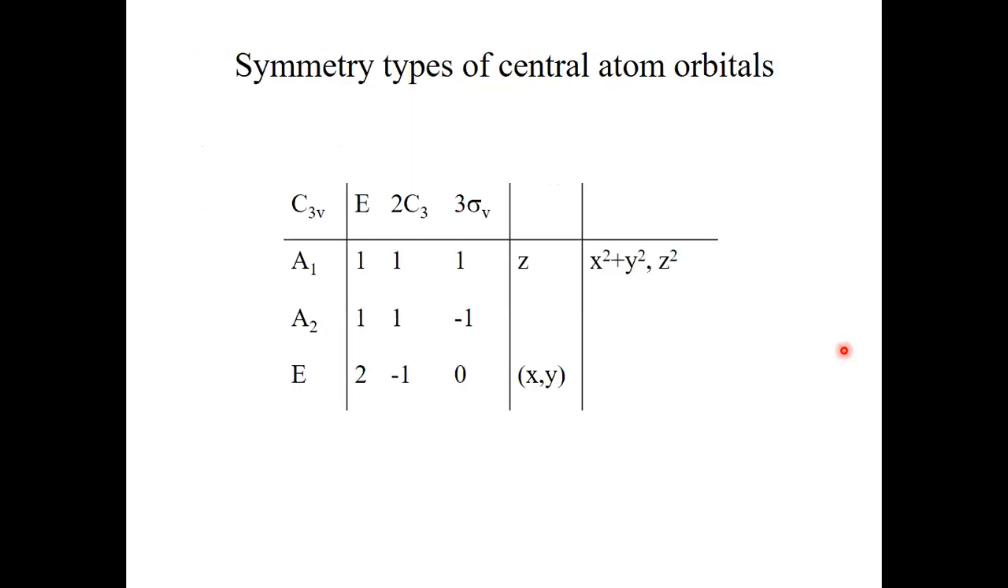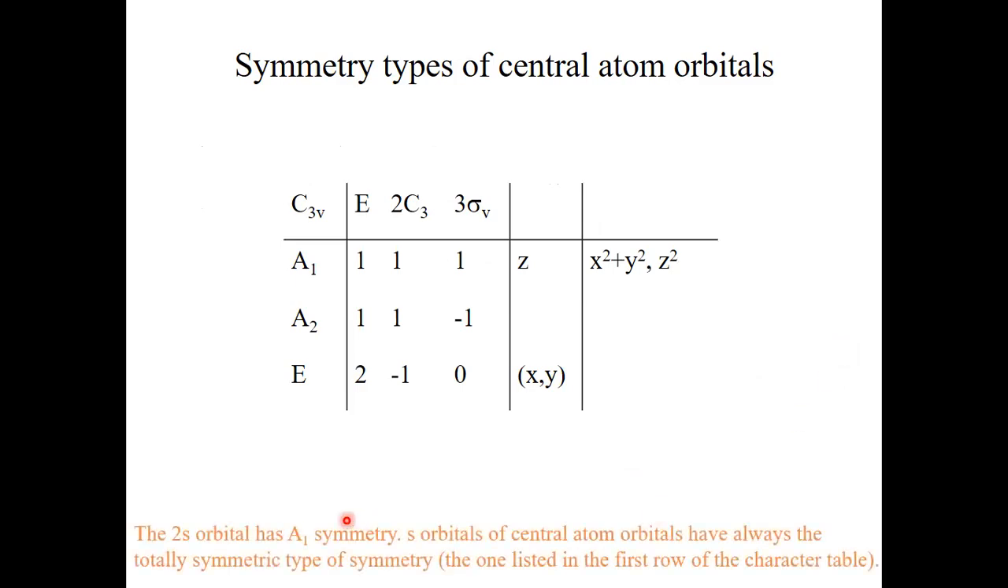All right, then we need to look at the symmetry types of the central atom orbitals. Again, this is a pretty easy job because we only need to look into the character table and see where the respective letters appear. First of all, we know that the 2s orbital of the nitrogen has A1 symmetry, because s orbitals always have the totally symmetric symmetry type, which is always the first one in the character table, where all characters are +1. So therefore we know the 2s orbital has the symmetry type A1.